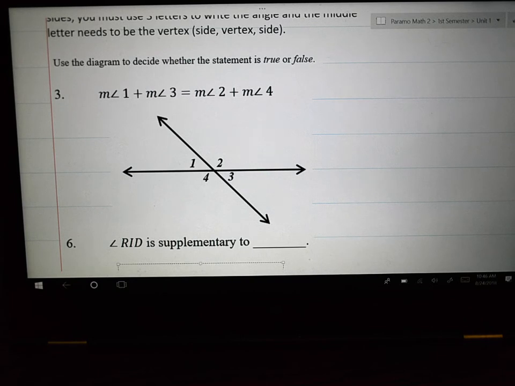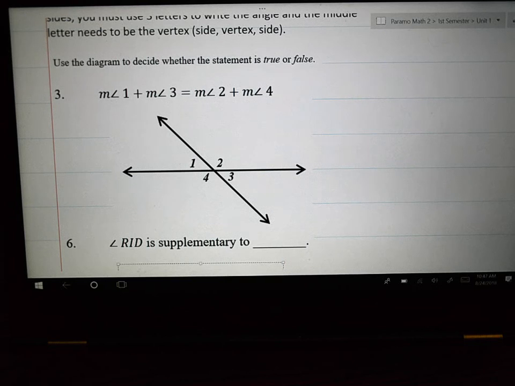Yeah, I do, because I think they're vertical angles, so I think they are equal to each other. Class?